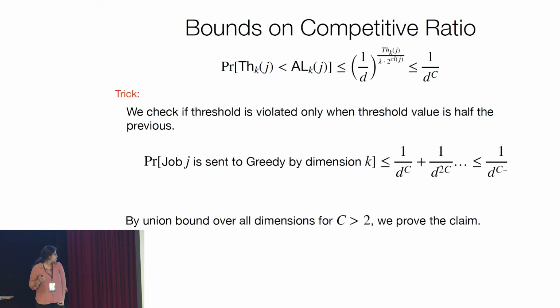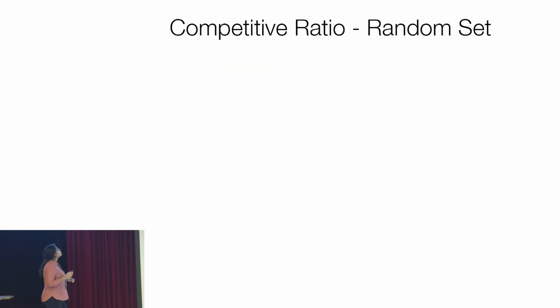Okay. So now, after this, you're just going to union bound over all the dimensions, and then you're done. So now it becomes very easy to analyze the competitive ratio.